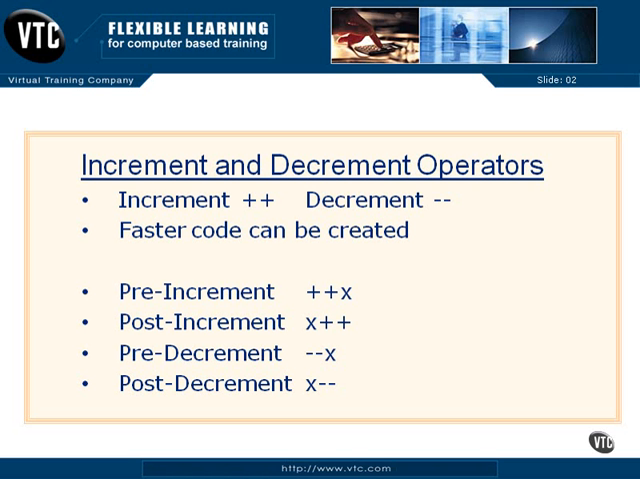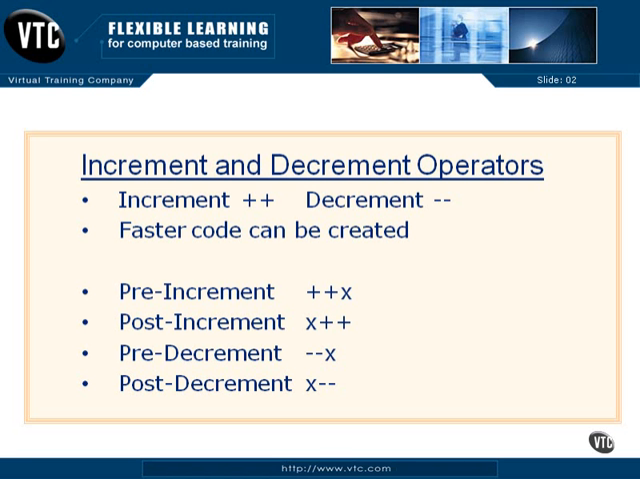Let's take a few minutes and talk about the increment and decrement operators in the C programming language. Increment and decrement do exactly that. They add one or take away one from the value of a variable, but they're there so that you can tell the compiler that that's exactly what you want to do.